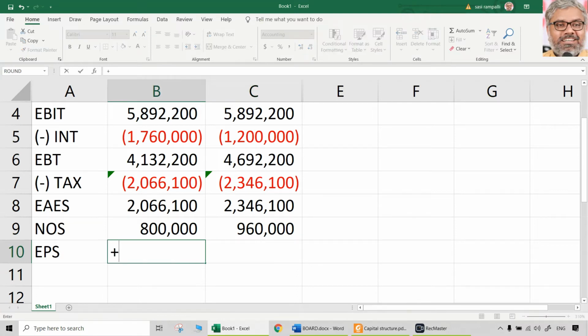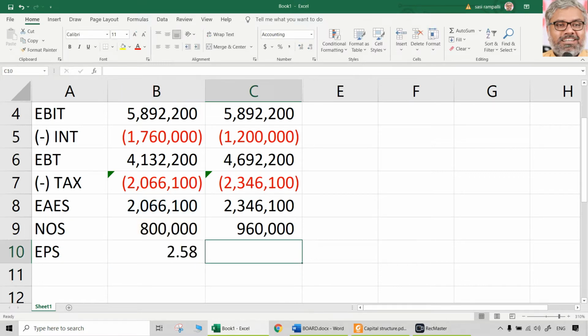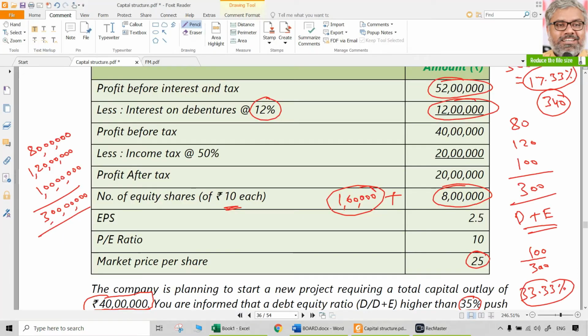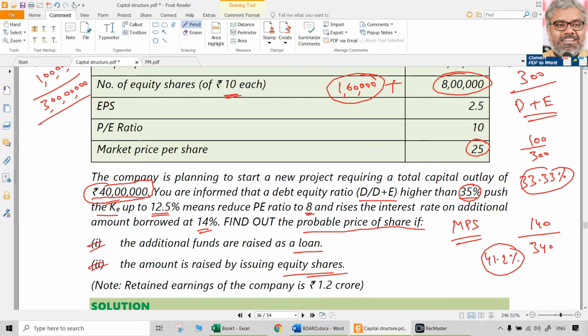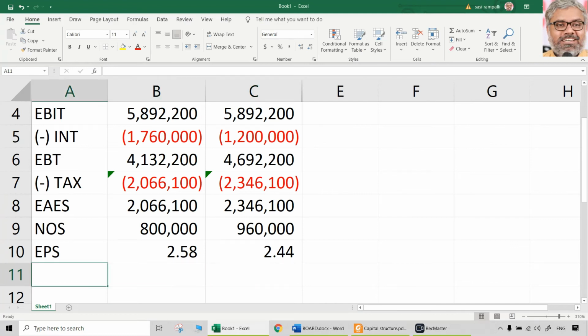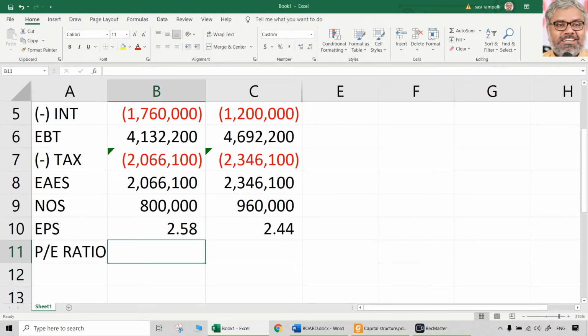Then obviously the EPS will come by taking earnings available to equity shareholders divided by number of equity shares. Then 2.58 and 2.44 will be the EPS, and that is not just what is asked here. What is asked here? Probable price of the share has been asked. So how much will be the probable price of the share? How do we know that? EPS has to be multiplied with PE ratio.